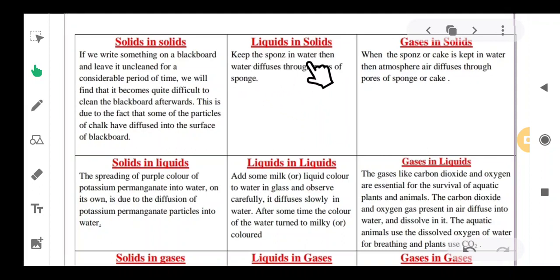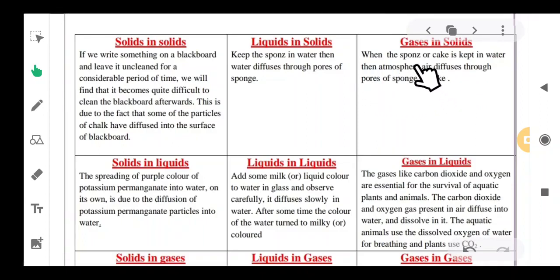Keep the sponge in water, then water diffuses through pores of sponge. సో మనకి ఇక్కడ స్పాంజ్ సాలిడ్ తీసుకున్నాం, దీన్ని వాటర్లో వేసాం. సో దిస్ లిక్విడ్ that is water diffuses in the pores of sponge. So this is the example for liquids in solids. Next one, gases in solids. అంటే గ్యాసెస్ సాలిడ్స్ లోపల డిఫ్యూజ్ అవ్వడం. ఎలా? When the sponge or cake is kept in water, then atmosphere air diffuses through pores of sponge or cake.